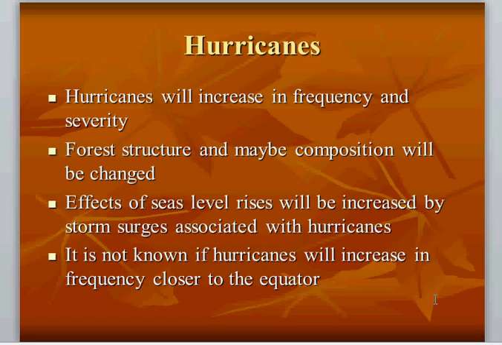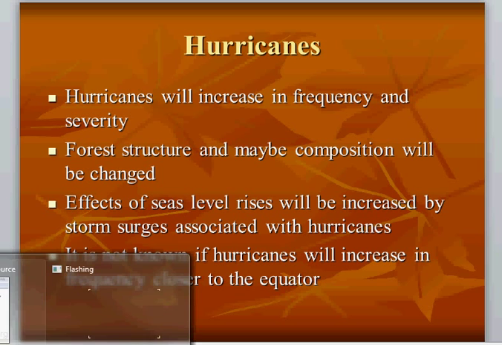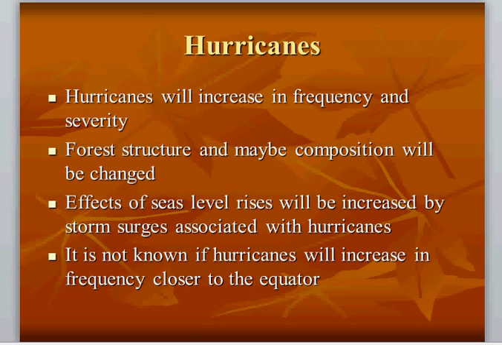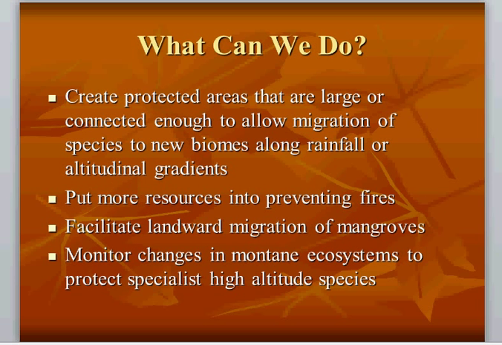We can create protected areas that are large enough and connected enough to allow migration of species to new biomes along rainfall or altitudinal gradients. An example of that would be to establish a protected area from the lowlands right up to the tops of the ridges in the northern range, a continuous one, so that species in the lowlands will be able to migrate up those altitudes. There are only a few places in the Northern Range where we can do that now, because there are only a few places where the ecosystems have been protected all the way down from the highlands down to the lowlands.